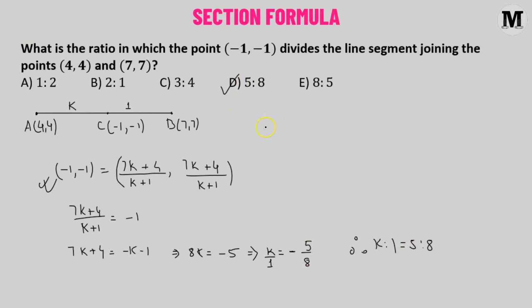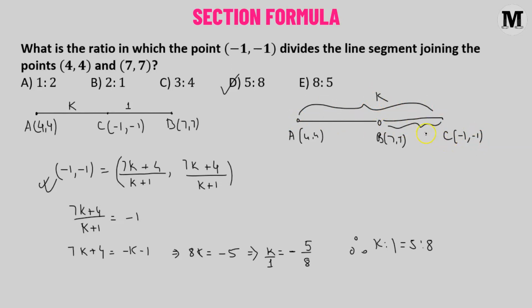You can also verify your answer by taking point A as 4, 4, point B as 7, 7, and then you join AB, and we are going to consider point C, which is to the right of B, and this is going to be -1, -1. Here we have AC, that's going to be K, and B is going to be 1, which means that C is dividing AB into ratio K:1, but externally. And if we use the external section formula, then we're going to get K:1 as a positive value, 5:8. So either way, it's correct.